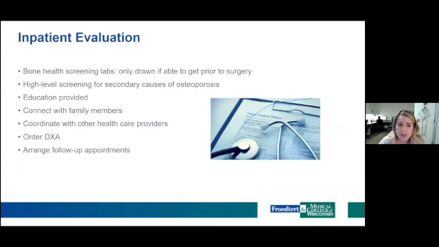But even in the absence of any labs that I might have specific to bone health, I do complete a high-level screening for secondary causes. And I do that just through a thorough medical history with the patient and a thorough physical exam, and talk with the patient to identify if I have any concerns or sneaking suspicions about a secondary cause. And then again, I use that to make decisions about how I want to set up their follow-up plan.